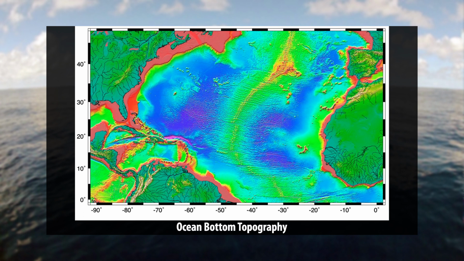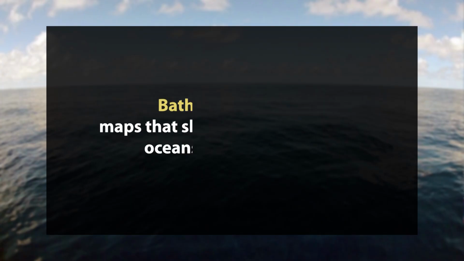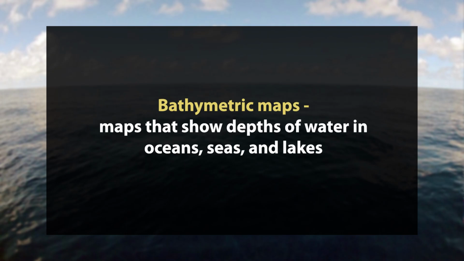This has been possible due to the use of bathymetric maps by marine explorers and scientists. These maps provide a widespread representation of the relief features of the ocean bottom. It is the measure of the depth of water in oceans, seas and lakes. Hence, maps that show depths of water in oceans, seas and lakes are known as bathymetric maps. Bathymetric maps, also known as a depth chart or seafloor map, depict the contours and underwater features.